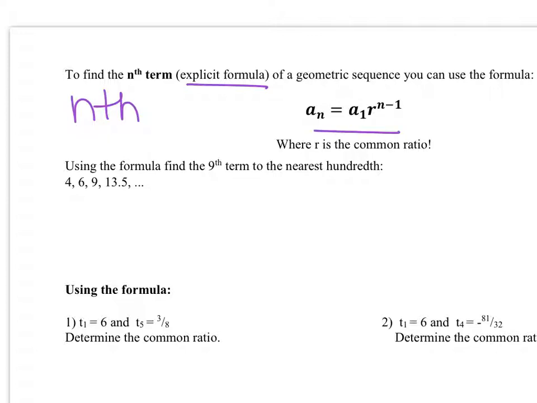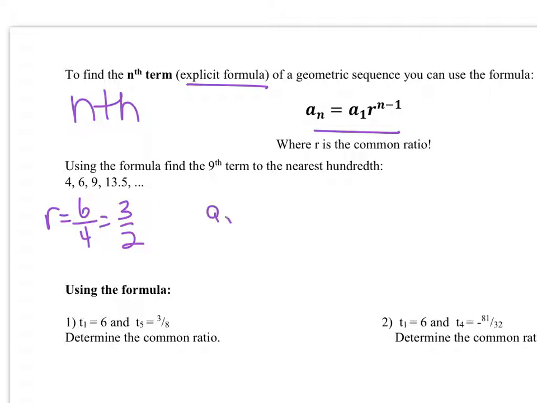So we want to find the formula to find the 9th term. Now I know you could find the 9th term just by doing it, but let's just use the formula here. So we figure out what the R is. R is 6 over 4, and that's like 3 over 2. It doesn't matter which one you put in, I just like that one.